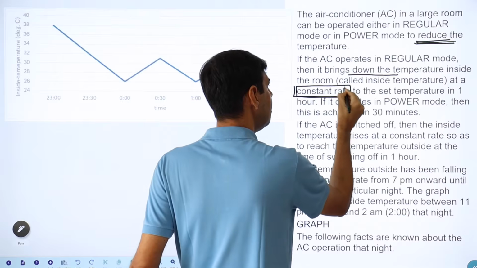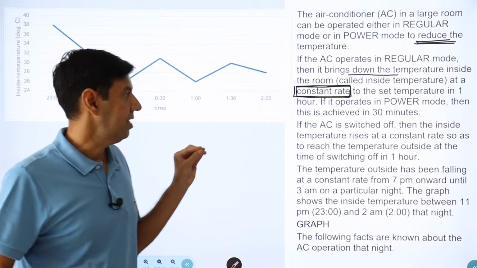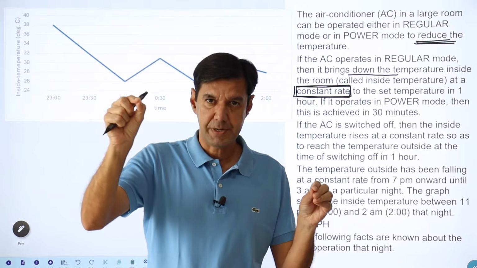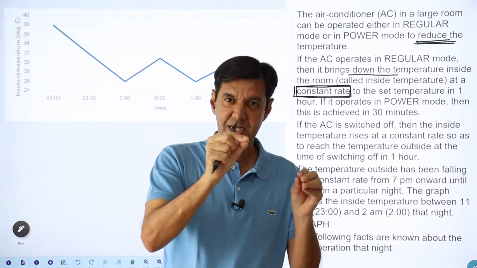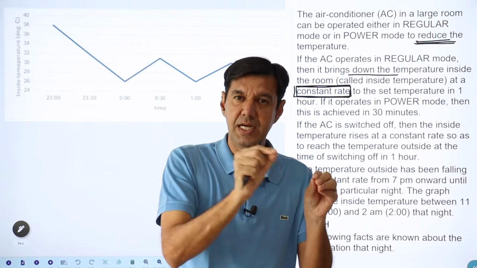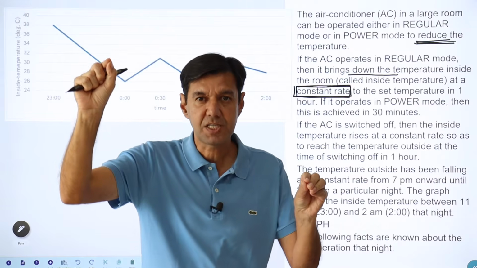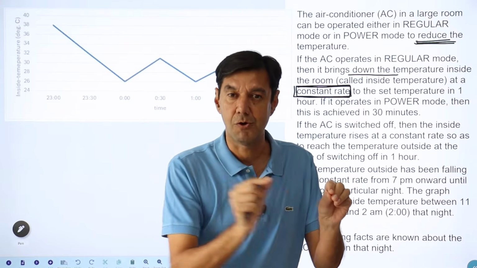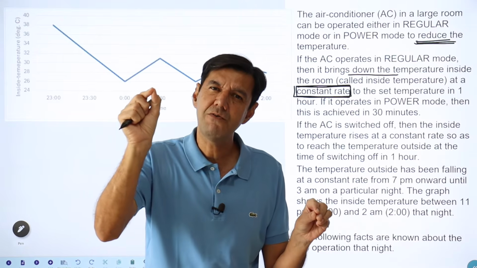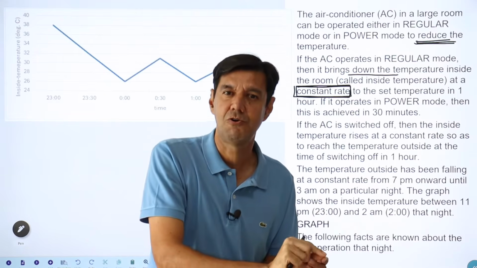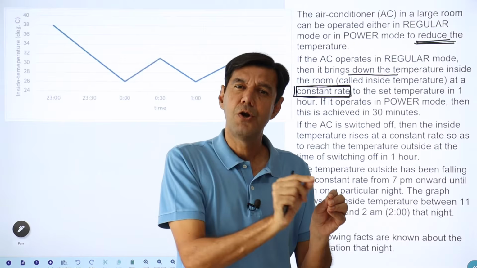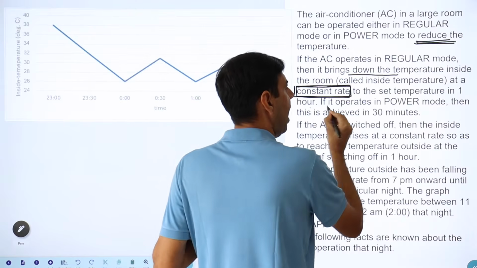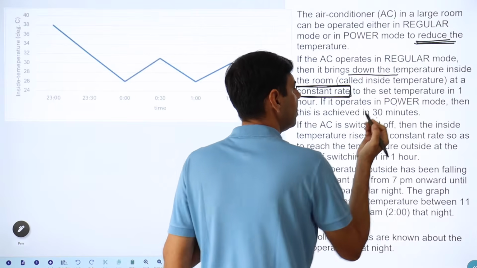Those who are good with maths will not find this at all difficult. What this simply means is the drop in the temperature will be at a fixed rate. It will come linearly, like a line. It's not going to suddenly drop very fast and then slow down, or drop very slowly and suddenly go fast. No, it's going to go at a very fixed, constant rate, in 1 hour. And if it is set in power mode, it is achieved in 30 minutes.